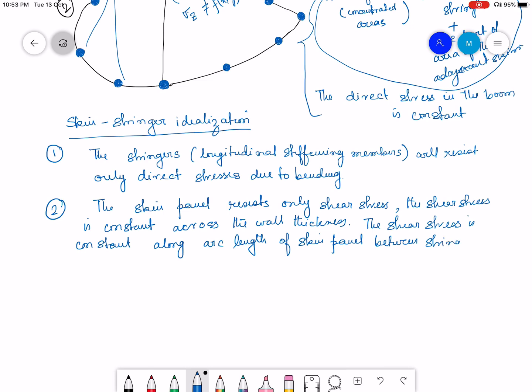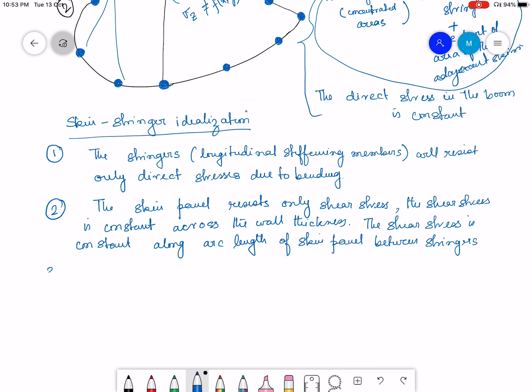So the portion of the aircraft component, or the portion of the skin between two stringers, is going to have a constant shear stress. And also, as we said much earlier while analyzing shear stress in a thin wall beam, the shear stress is going to be constant across the thickness of the wall.